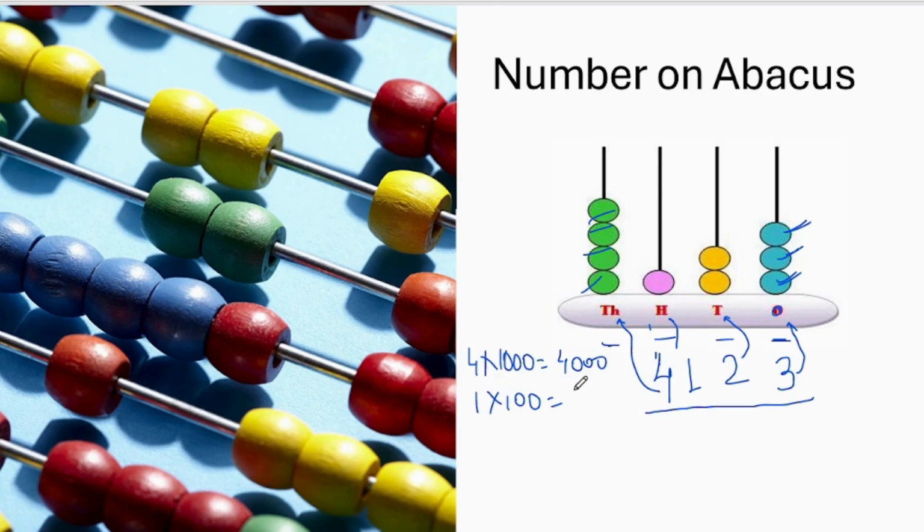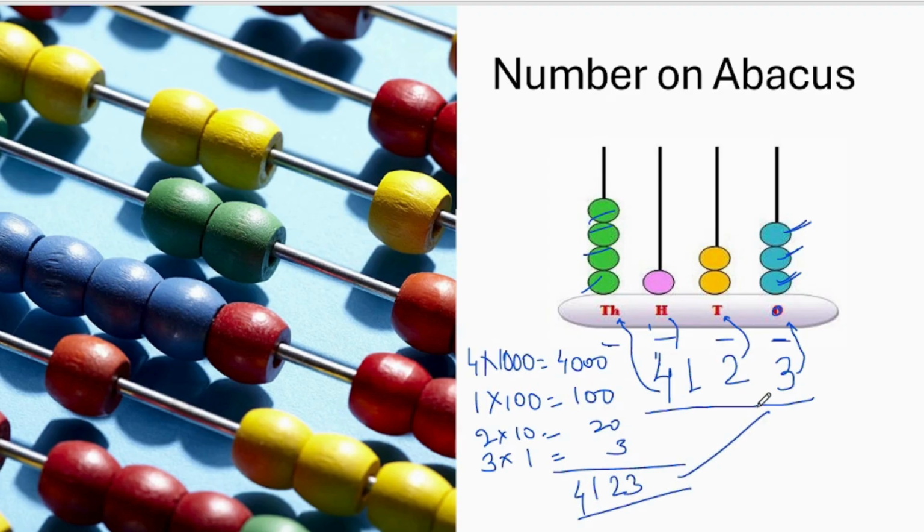So 1 multiplied by 100 is 100. 2 is at tens place, so 2 multiplied by 10 is equal to 20. And then 3 is at ones place, so 3 multiplied by 1 is 3. You add it all: 4000, 100, 20, 3. So the number is 4123. This is how a number is counted on an abacus.